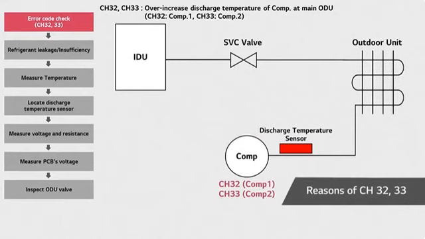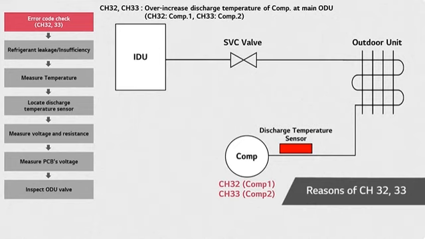These are CH-32 and CH-33 errors. These errors are caused by excessive discharge temperature of compressors 1 and 2, respectively, so their solutions are quite similar. The main reason for this rise in temperature is lack of refrigerant or leakage. As the amount of refrigerant goes down, it will take more heat.